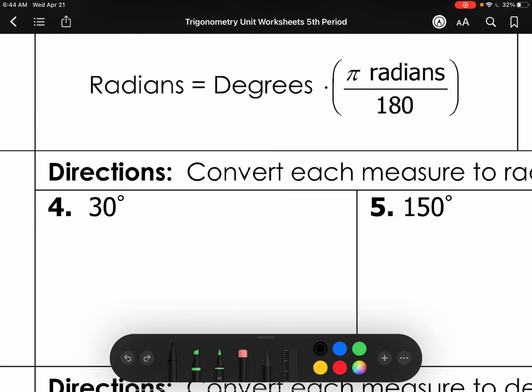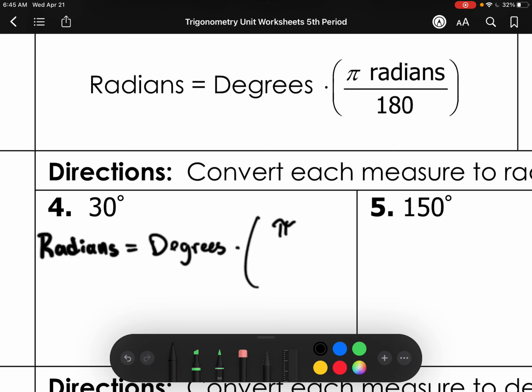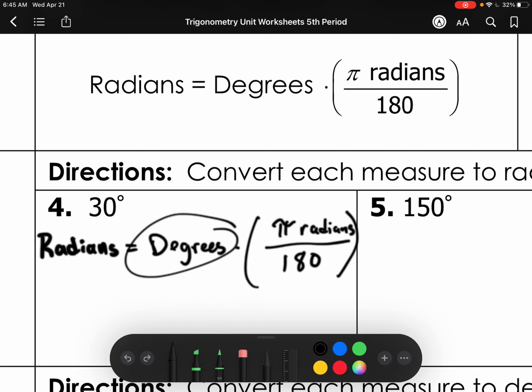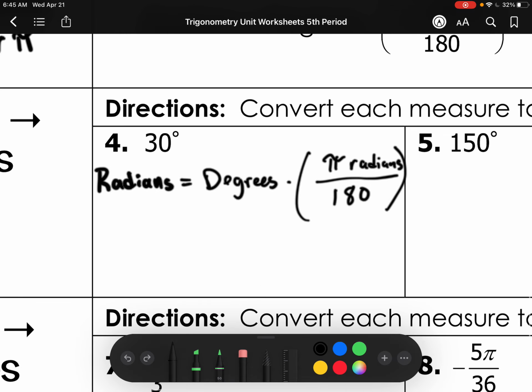So the formula is radians equals the degrees times pi radians over 180. The pi radians is just going to take on the form of the degree, so it'll make sense right now when I write this.